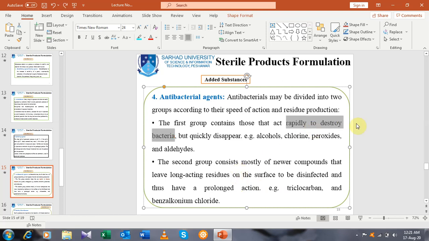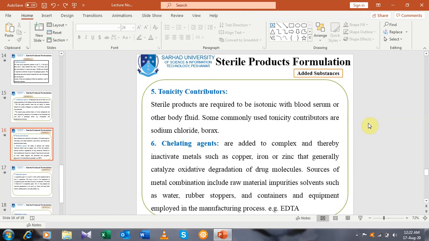These are the two main classes of the antibacterial agents which are used in the formulation of the sterile products. Tonicity contributors: sterile products are required to be isotonic with the blood serum or any other body fluid. Some of the commonly used tonicity contributors are sodium chloride and borax. Another agent that is termed is chelating agents.